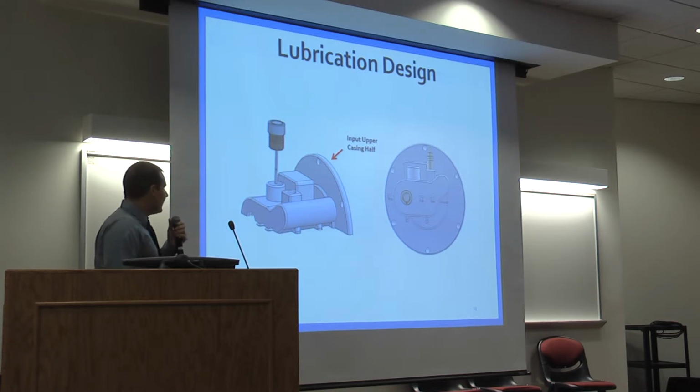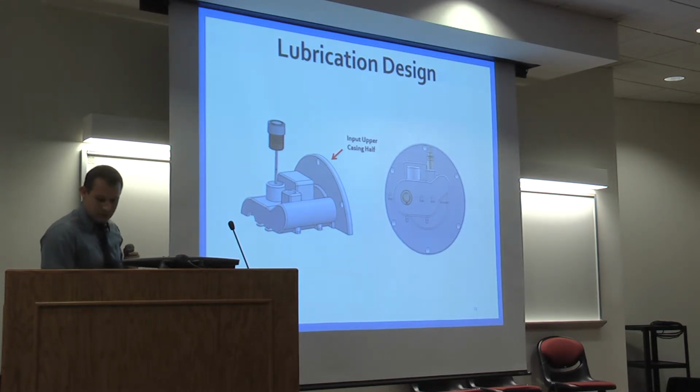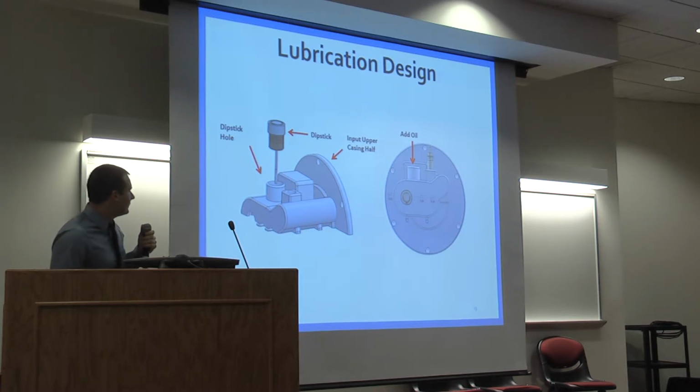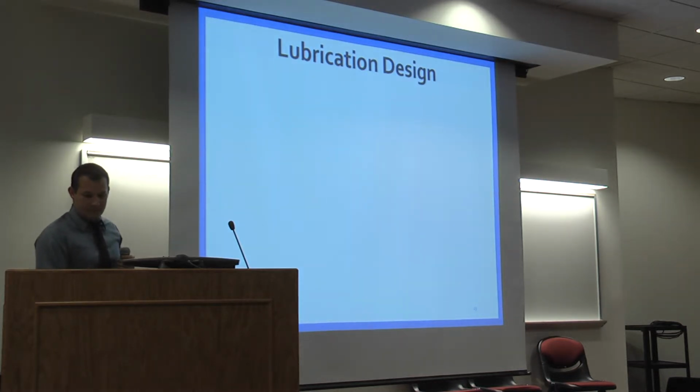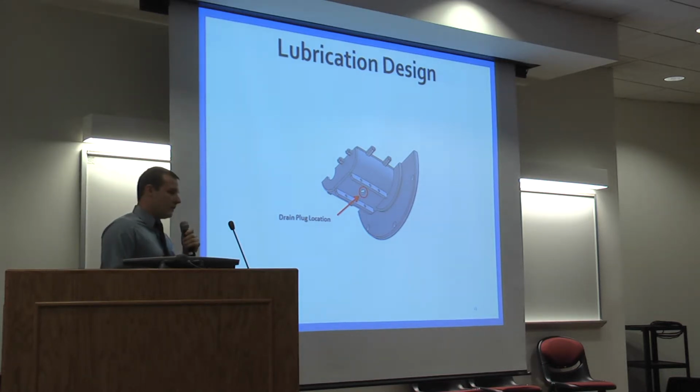The transmission casing is to be self-lubricating. Some of the components, as I stated before, are on the input side upper half. This includes the dipstick and the dipstick hole. To add lubricating oil, you add oil to the dipstick hole and fill it to the oil fill line. To replace this fluid, there is a drain plug hole.